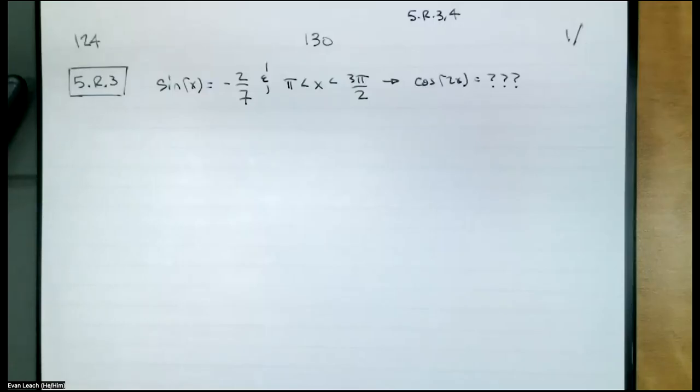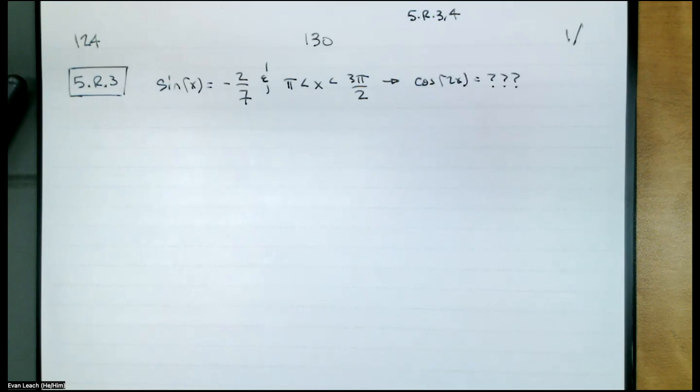Last time we were working on some homework problems, so we want to continue working on those today. There were some requested problems from the chapter 5 review, problems 3 and 4. So let's take a look at problem 3. What we're given is that sine of x is -2/7 and x is between pi and 3 pi over 2. And we're asked to find the cosine of 2x.